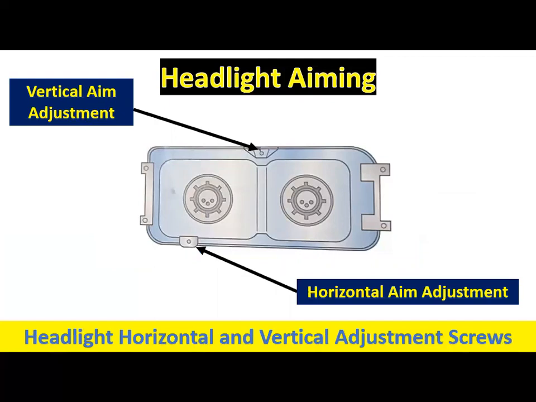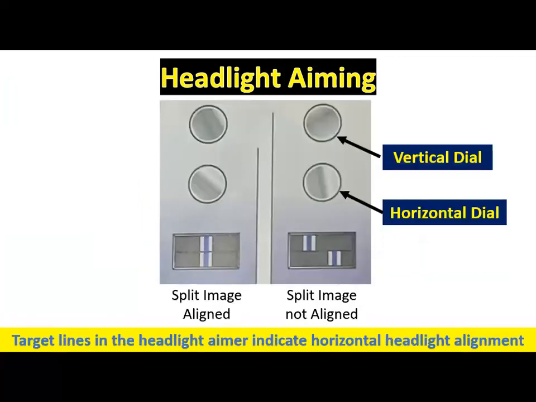Zero the horizontal adjustment dial on one of the aimers. Be sure the split image target lines are visible in the aimer viewport. Turn the headlight horizontal adjustment screw until the target lines in the viewport are aligned. Then set the vertical adjustment dial on the opposite headlight. Set the vertical adjustment dial to 0 on one of the aimers, and then turn the vertical aim adjustment screw until the bubble is centered in the aimer.